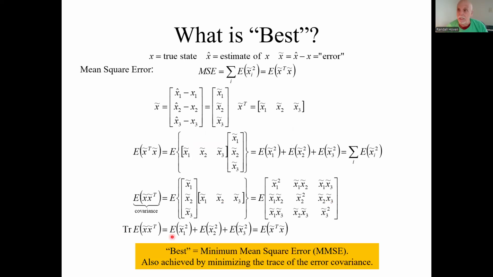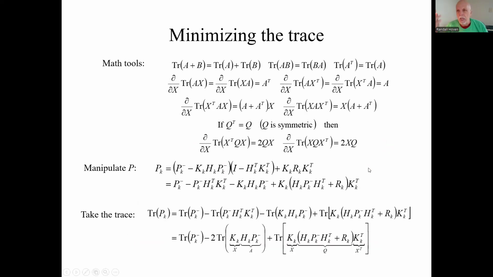That's why minimizing the trace means you're finding the best estimate. You're minimizing the sum of the squared errors. And we did that because we have these matrix tools for traces. We can take the derivative of a trace with respect to a vector. And I'm going to zip through this because it's tedious and you probably don't care about it, but I'll at least outline it. So all up here is all the little formulas we would need to do this.